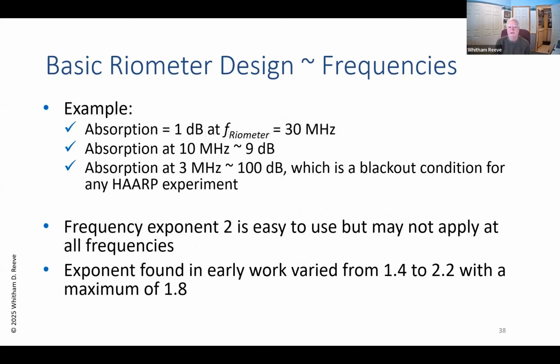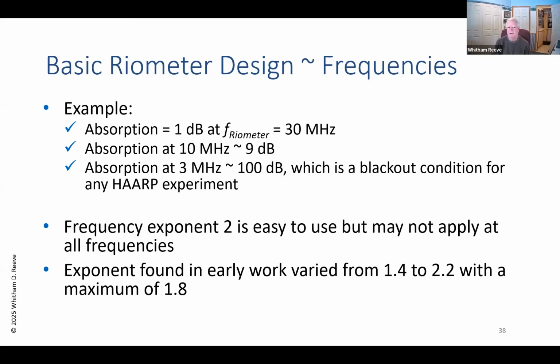Here's an example. Let's say the absorption at 30 megahertz was measured to be 1 dB. And using that formula in a previous slide, that means the absorption at 10 megahertz is 9 dB, and at 3 megahertz is 100 dB. So a lot of our experiments use the frequencies down in the 3 megahertz range. And when you have 100 dB of absorption, that means you don't have an experiment. So we have to move on to do something else.